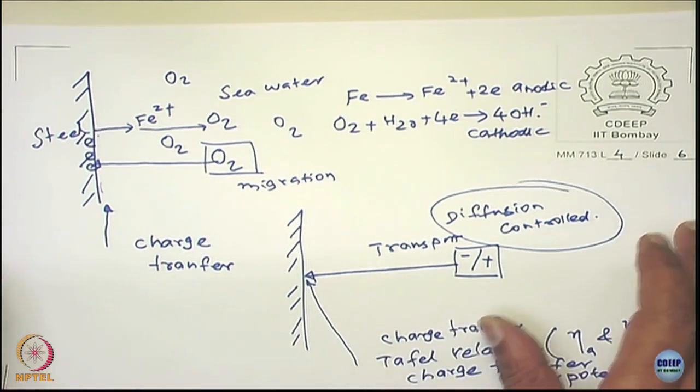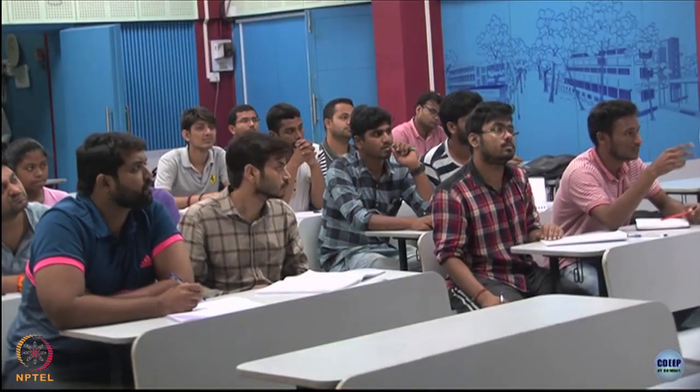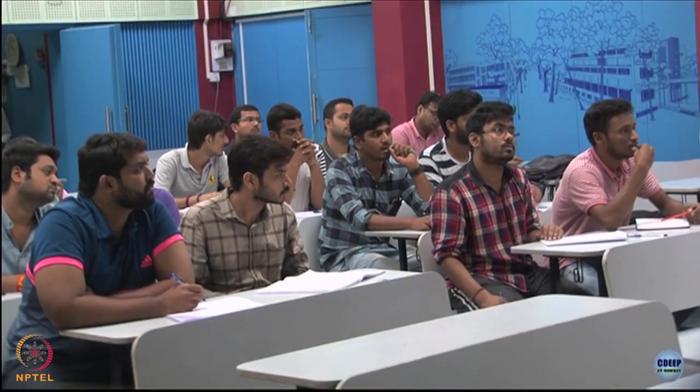Yeah. What about the cementite present in the steel? Oh, okay. It is a good question. Right now, we are not talking in terms of microscopic processes on the surface. We are looking at the macroscopic. I gave steel as an example here so that you get an idea about how steel corrodes in seawater.